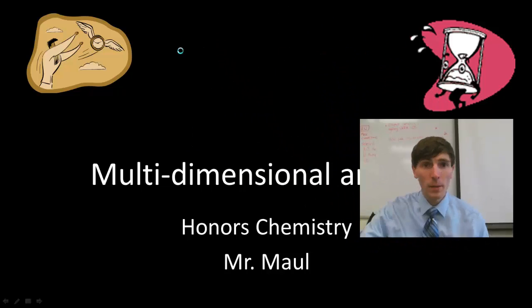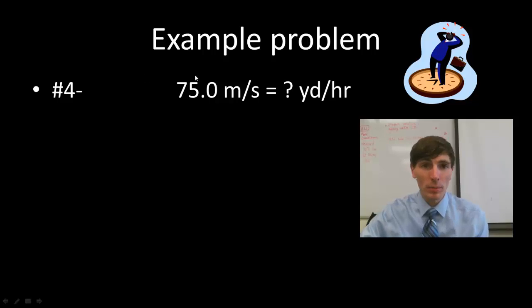Okay. So for these types of problems, they are characterized by two different dimensions. In this case, we're talking about meters per second, and we're converting that to yards per hour. So I have two dimensions for this problem. I have meters, which is the unit of length, and seconds, which is the unit of time. Okay, so we're going to have kind of two conversion problems going on at once.